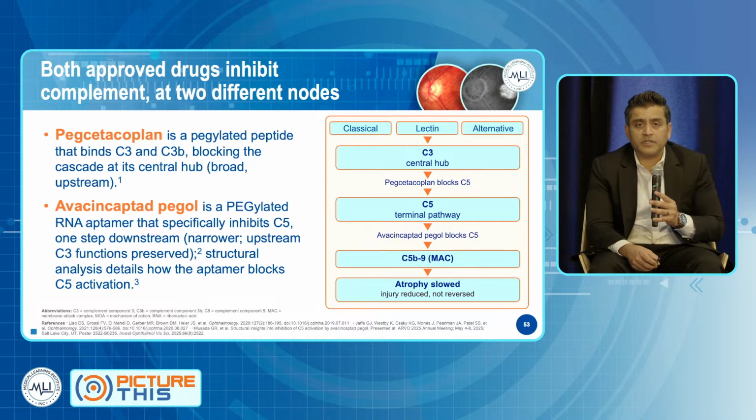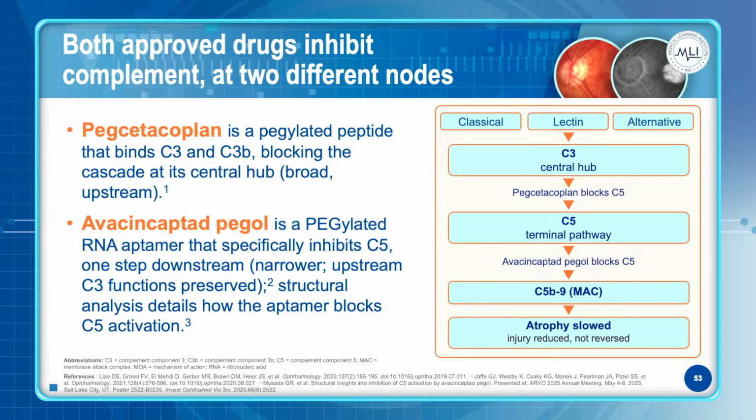So talking about treatments, as I covered, 2023 was a milestone for our field to have 2 approved treatments. Pegcetacoplan was the first approved treatment for geographic atrophy. It's a pegylated peptide that binds C3 and C3b, and it blocks the cascade at the central hub, as I said. And then avacincaptad pegol, which was approved in August of 2023. It's a pegylated RNA aptamer. So one is a pegylated peptide, the other one is an RNA aptamer that binds C5. And again, this is more downstream compared to pegcetacoplan.